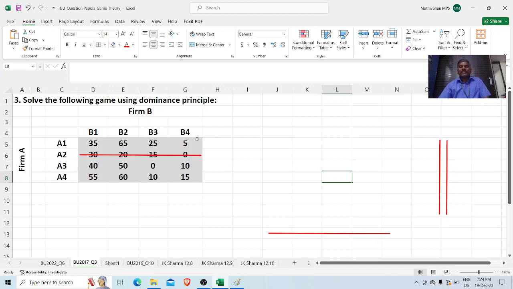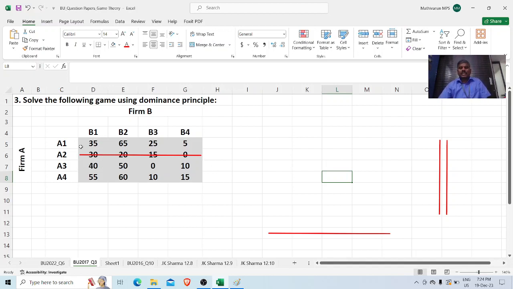Now we will compare the last combination when firm B is using the fourth strategy. A1 strategy will give 5 points for firm A, that is gain, and A3 strategy will result in a gain of 10 points. Here A3 gives better gains.